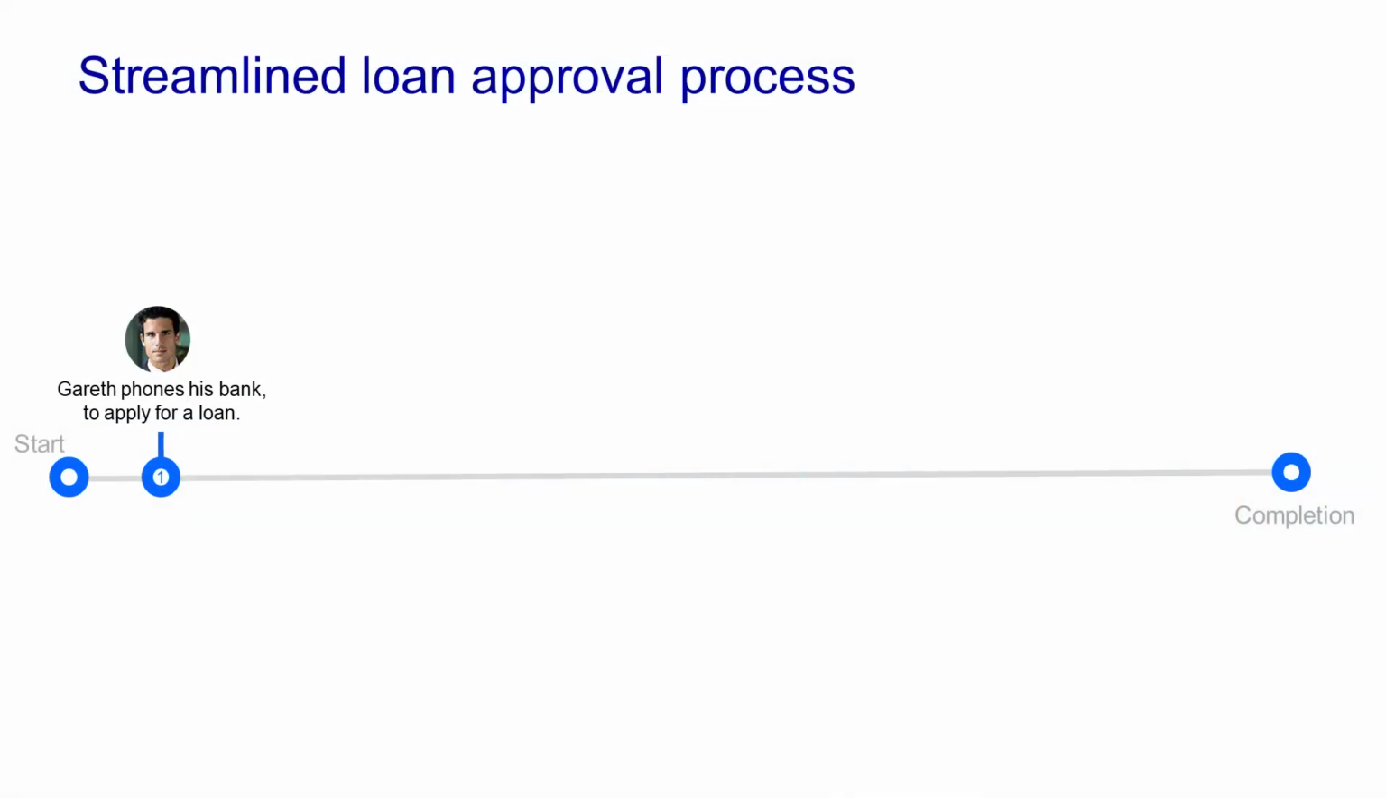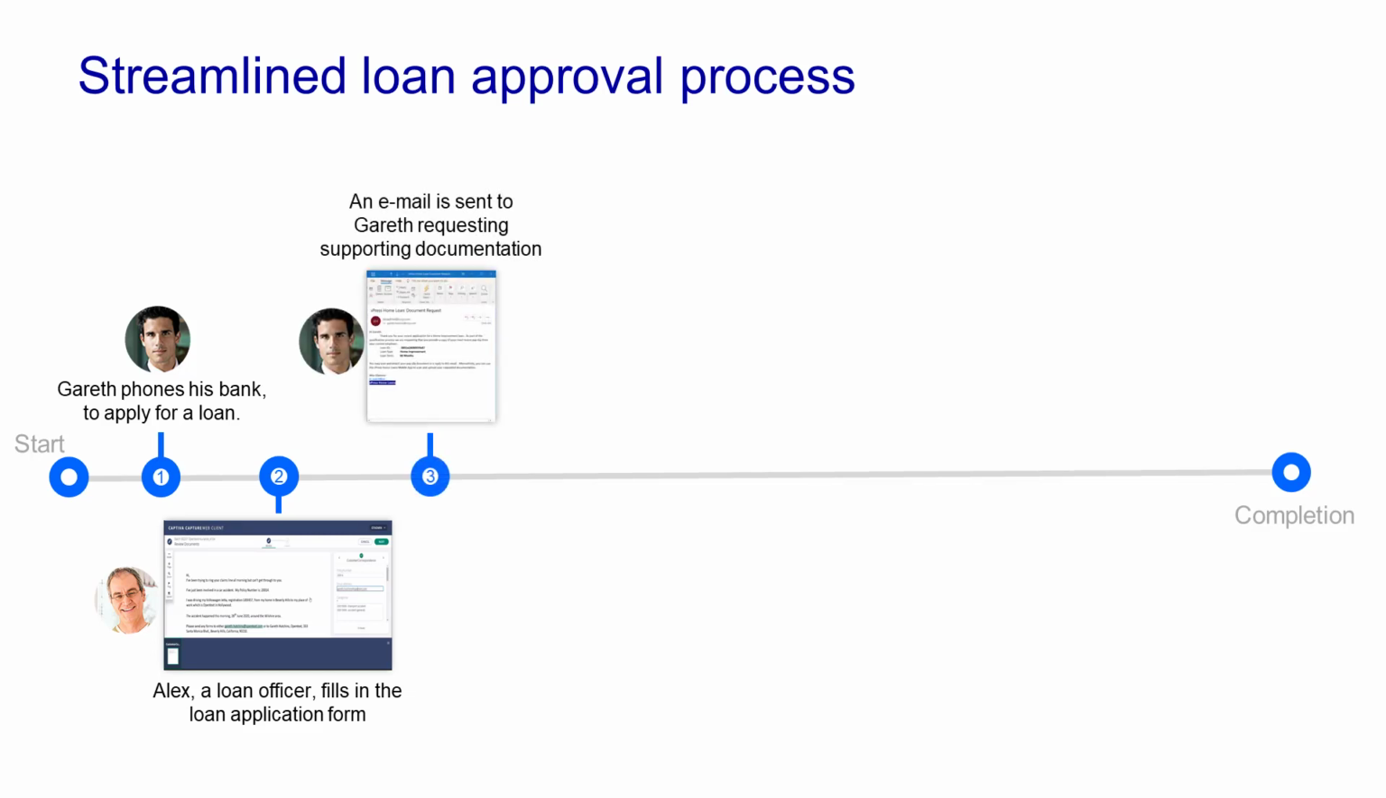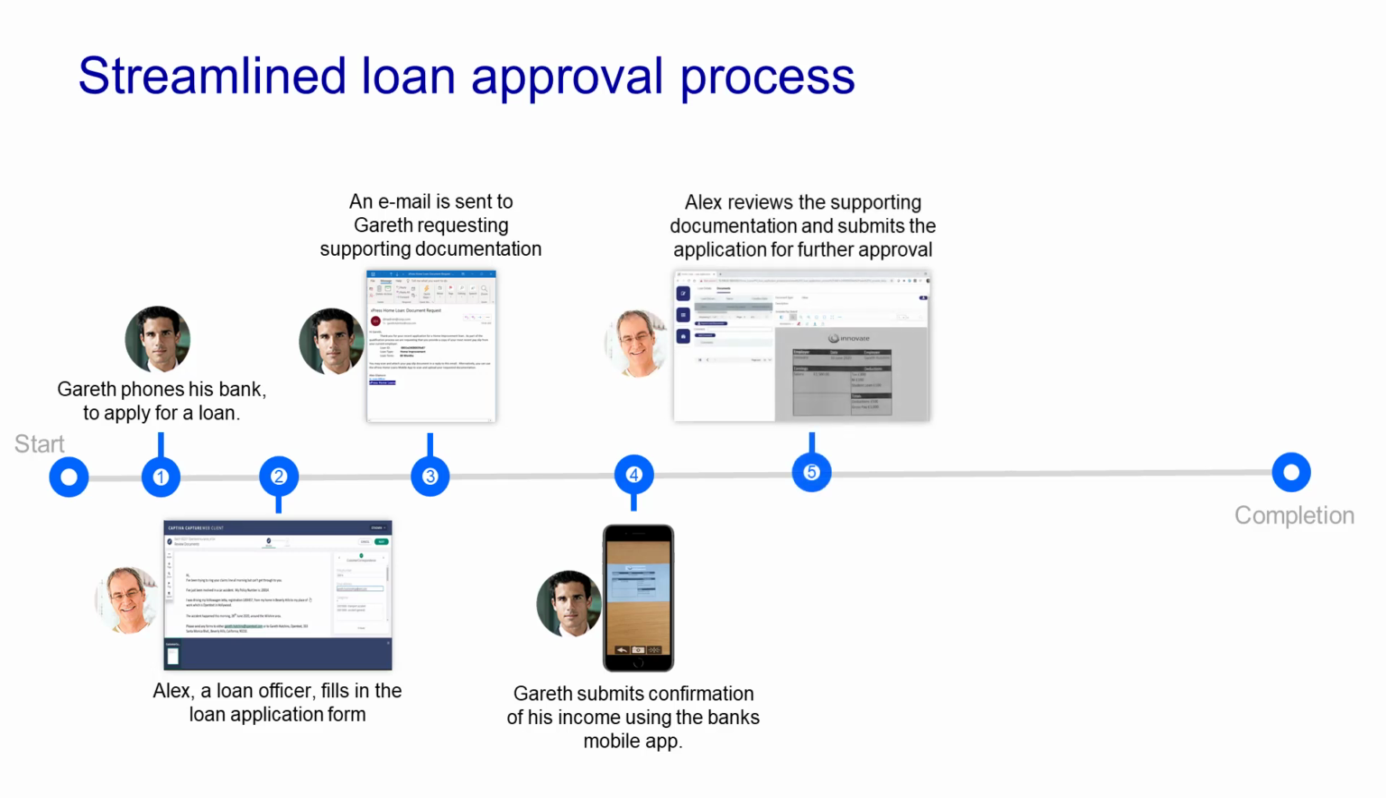It begins when Gareth phones his bank to apply for a loan and speaks to Alex, a loan officer, who fills in the loan application form. An automated email is then sent to Gareth requesting supporting documentation. Gareth submits confirmation of his income using the bank's mobile app. Alex reviews the supporting documentation and submits the application for further approval.